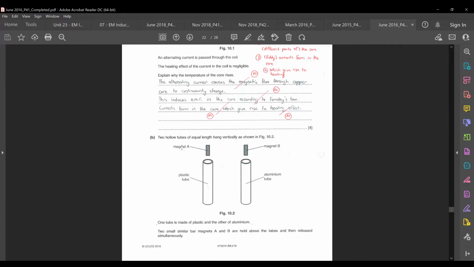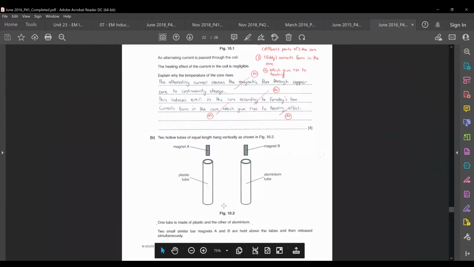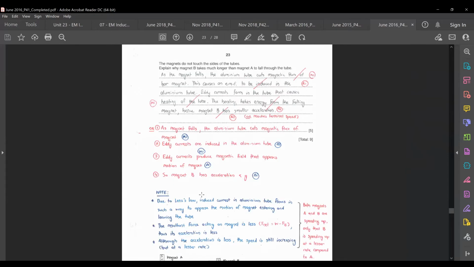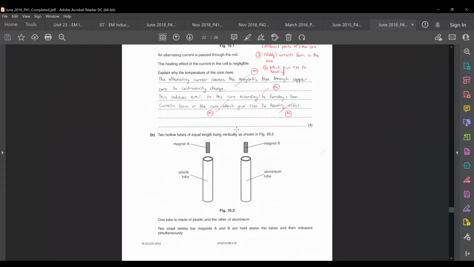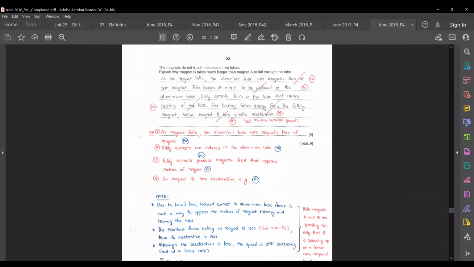They tell you two hollow tubes of equal length hang vertically as shown. The left hand tube is made of plastic, and the other is aluminium. That is the right hand tube. Two similar bar magnets A and B are now held above the tubes and then released simultaneously. The magnets don't touch the sides of the tube. Explain why magnet B would take a much longer time than magnet A to fall through the tube.